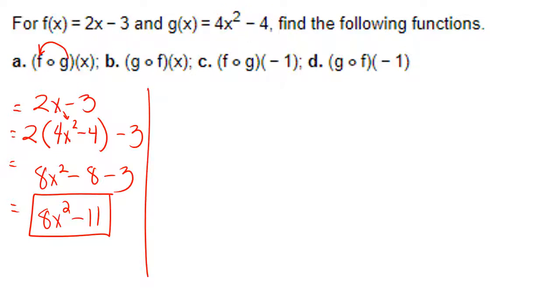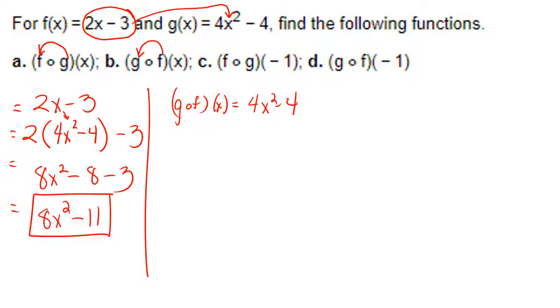Now let's work part B. The second letter f is substituted into the first function g. So all of the terms from f are substituted into the x of the g function. So g of f of x is no longer 4x squared minus 4, but it would be 4 parentheses 2x minus 3 squared minus 4. Notice the 2x minus 3 is substituted in place of the original x.